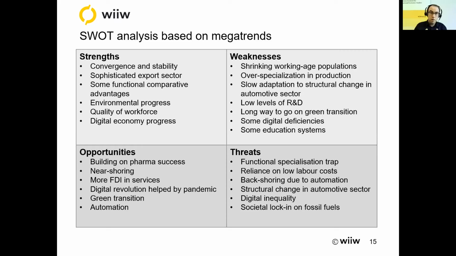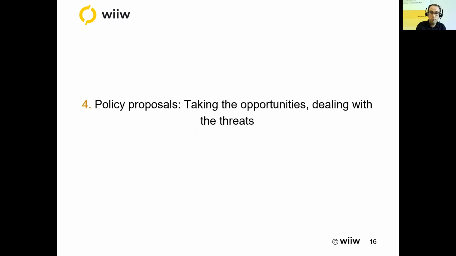The threats, on the other hand, are this potential quite serious functional specialization trap, a continued reliance on low labor costs, backshoring. If automation really happens in a very strong way, that companies simply bring everything back to Germany, structural change in the automotive sector, the inequalities that can come as a result of digital transformation and a digital-led growth model, and there's some of that in the Baltic states, for example, in the front runners, and the societal lock-in on fossil fuels.